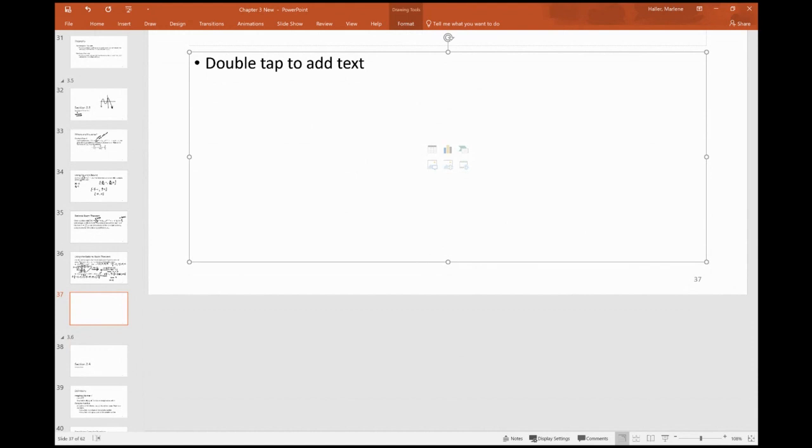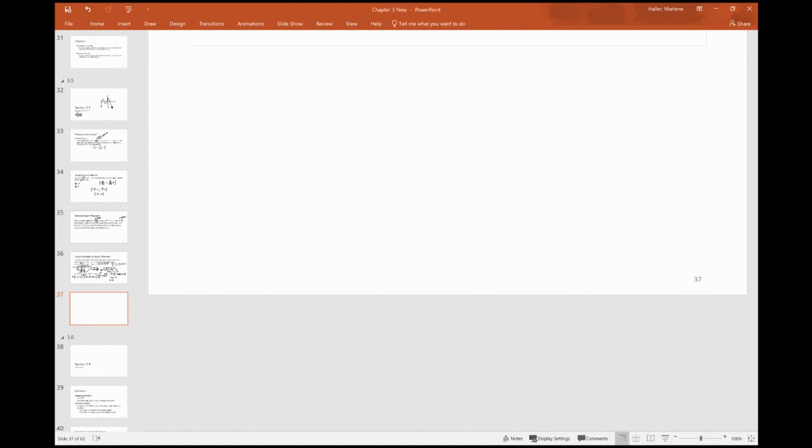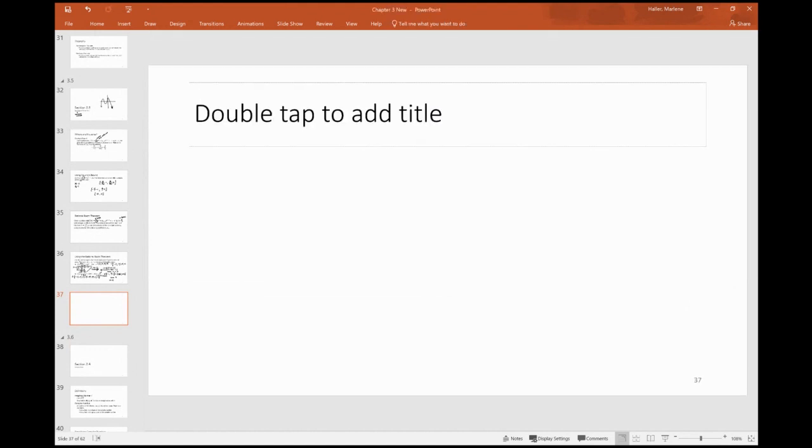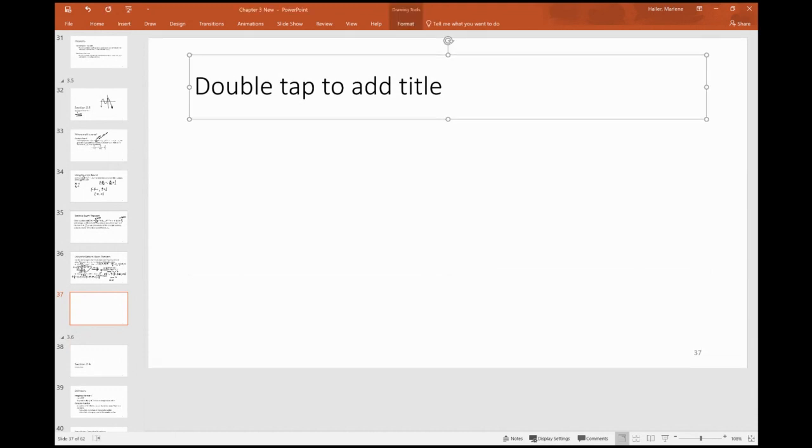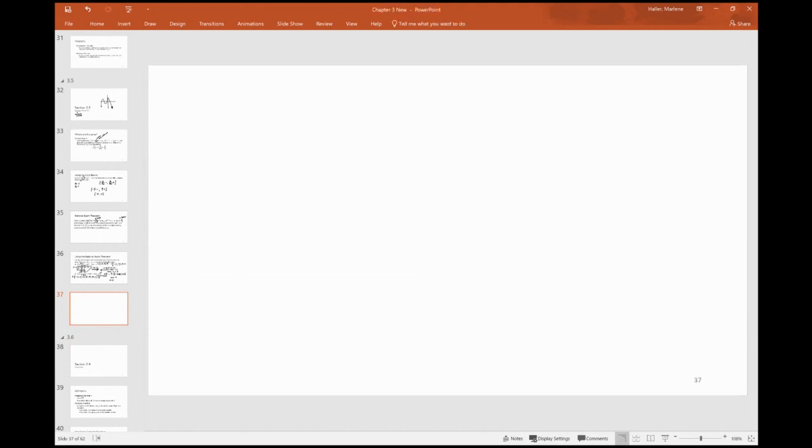I don't really want that. Let's see if we can just make that go away. There we go. And let's make that go away too. There, now just a blank page.